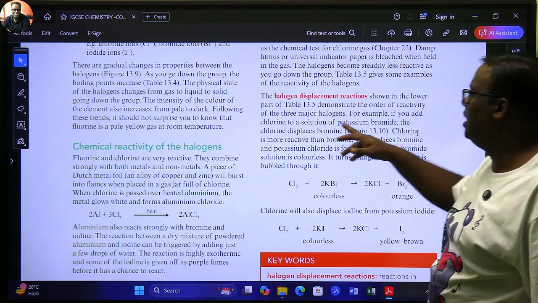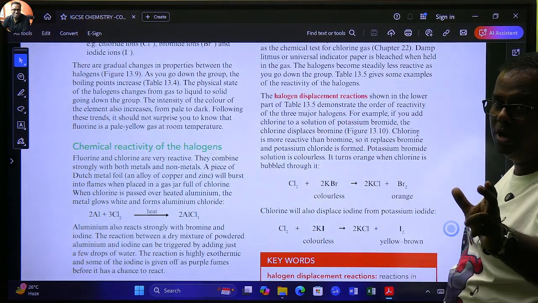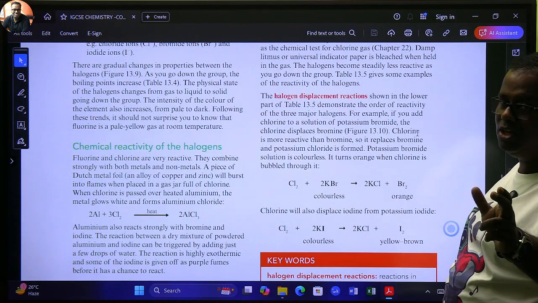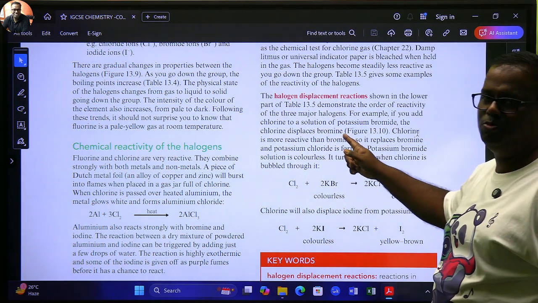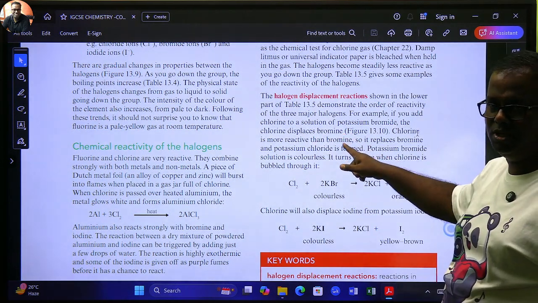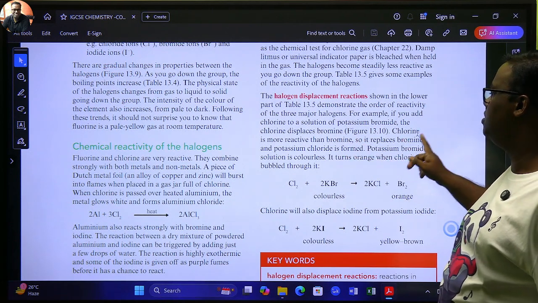For example, if you add chlorine to a solution of potassium bromide, look, potassium bromide. Who is the halogen there? Bromine. The chlorine displaces bromine. This is called halogen displacement. Chlorine is more reactive than bromine, so it displaces bromine.